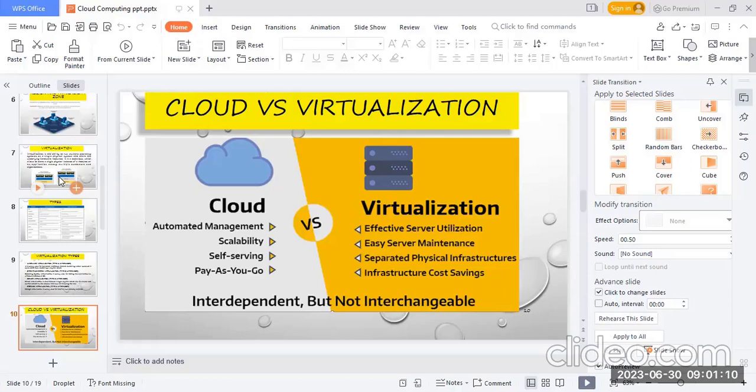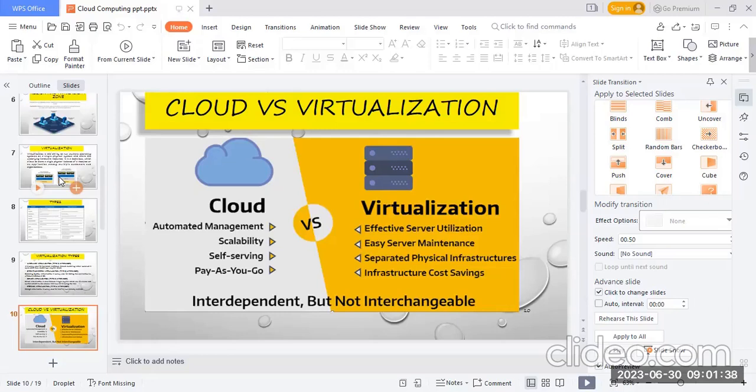In virtualization, by doing virtualization, it is possible to use the server effectively. Then server maintenance also becomes easy if we are using virtualization. And here the physical infrastructure is separate. We can separately use the infrastructure with the employees of that particular organization or company, you can say. And by using this virtualization, cost saving is possible.